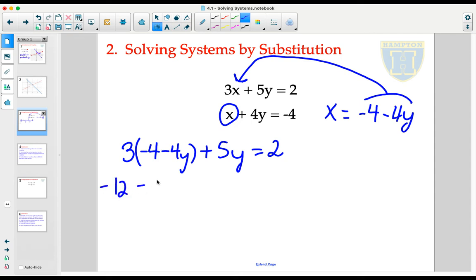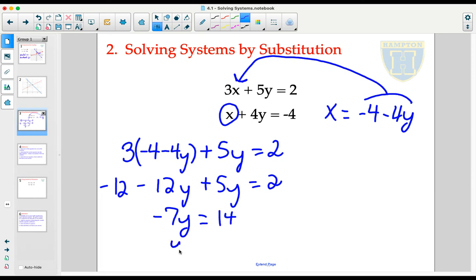We'll distribute in order to simplify the left-hand side. We're going to add 12 over and combine the two y's. So we're left with -7y is equal to 14. Divide by -7, and we get y is equal to -2.